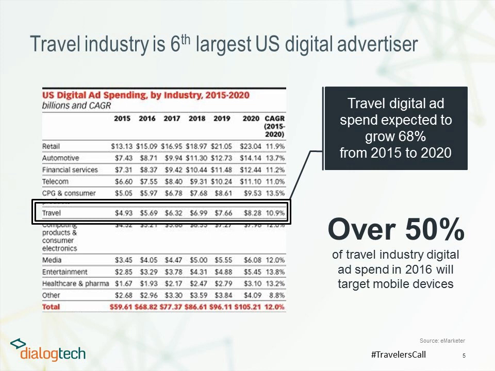channels. And you can see the data bears this out, that travel and hospitality marketers, they get the message. In the travel industry, they spent almost $5 billion in digital advertising. And by 2020, we're talking about a 68% growth to over $8 billion. So it's a tremendous amount of money being spent in the U.S. alone to drive bookings in the travel industry.